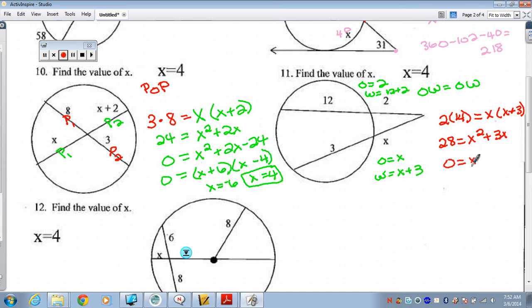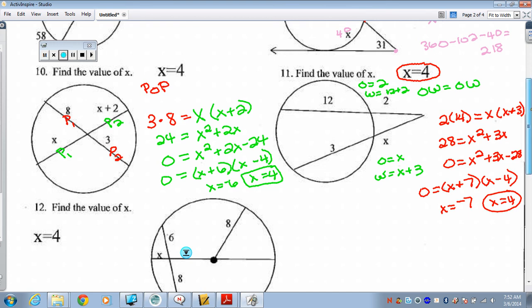0 equals x squared plus 3x minus 28. You have to factor. It's going to be 7 and 4, so x plus 7, x minus 4, equals 0. X equals negative 7, x equals 4. Again, x equals 4 is the answer because you cannot have a negative distance.